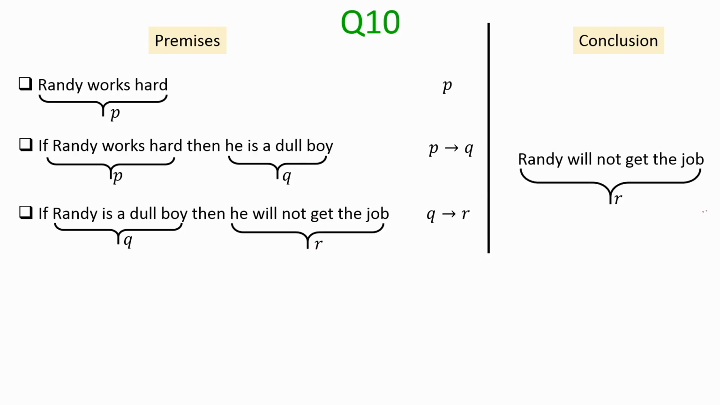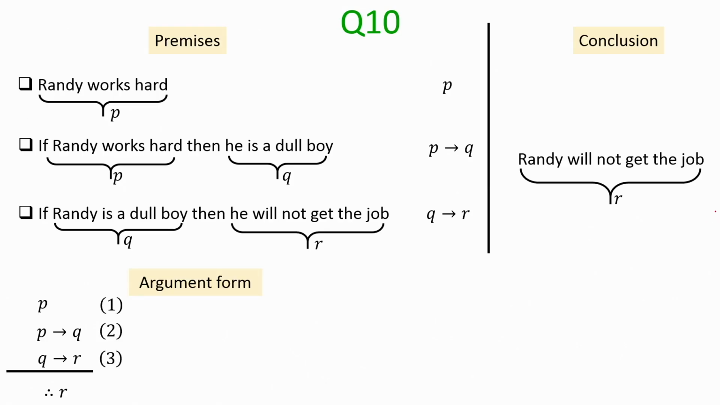The conclusion that I am drawing is Randy will not get the job. The argument form here is very simple. You are given 3 premises and the conclusion is r.